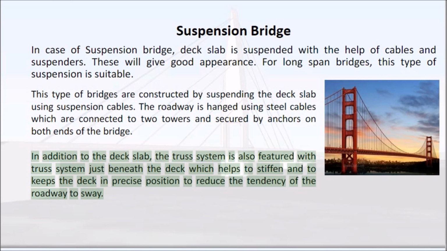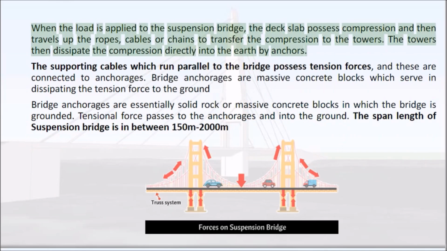In addition to the deck slab, the bridge is also featured with a truss system just beneath the deck, which helps to stiffen and keep the deck in a precise position to reduce the tendency of the roadway to sway. When the load is applied to the suspension bridge, the deck slab possesses compression which then travels up the ropes, cables or chains to transfer the compression to the towers. The towers then dissipate the compression directly into the earth by anchors.